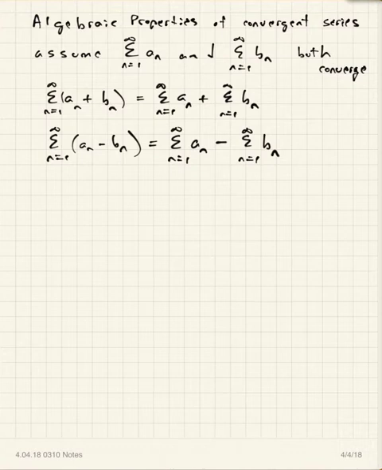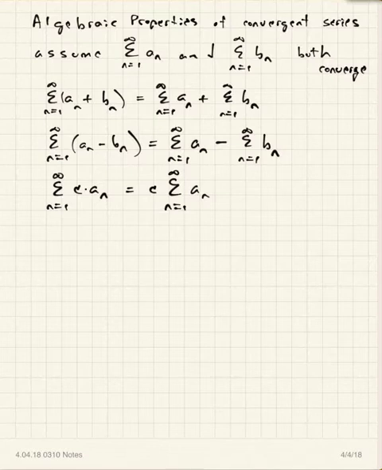And then finally, a third algebraic property that's nice to know is that if you have a series that you know converges, like a sub n, and it's being multiplied by some constant, then you can take that constant and factor it out of the series, just like you would out of a polynomial, and take the constant outside of the sum, and then just evaluate the sum that converges and then multiply by c at the end. That's a legal thing to do. So those are nice algebraic properties.